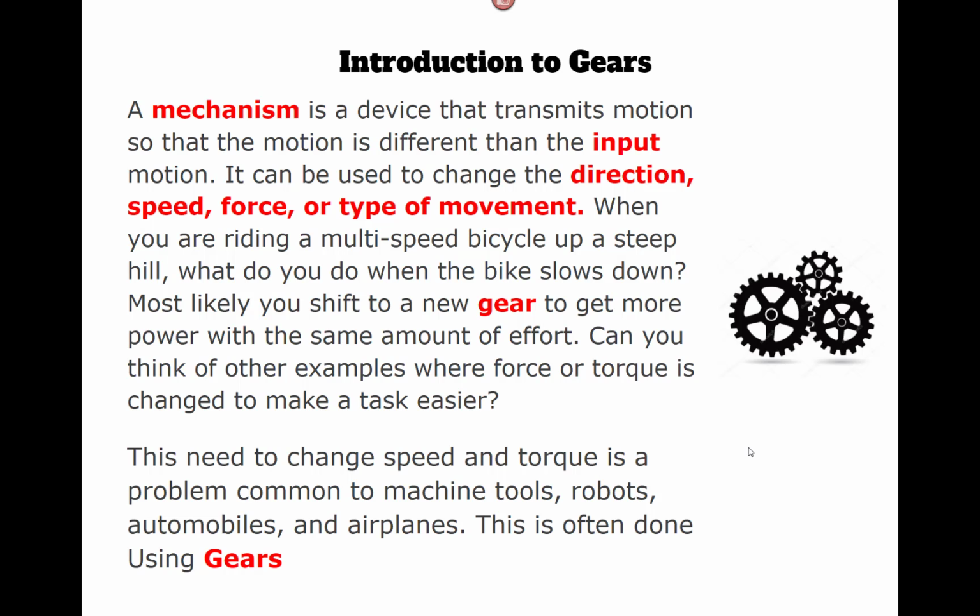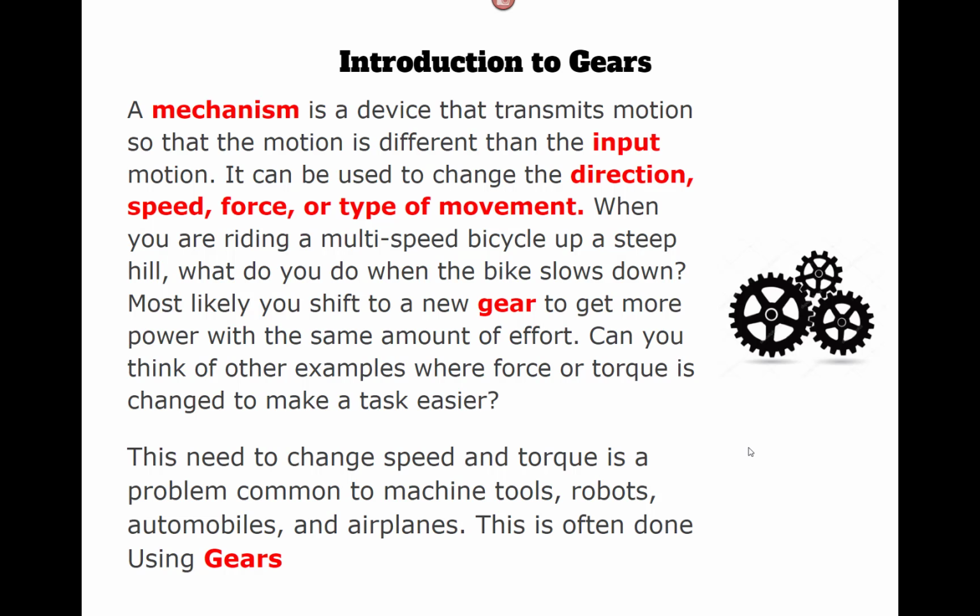First, let's talk about what a mechanism is. It is a device that transmits motion so that the motion is different than the input motion. It can be used to change direction, speed, force, or type of movement.